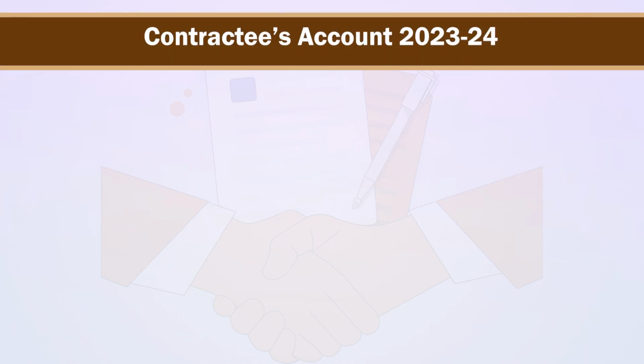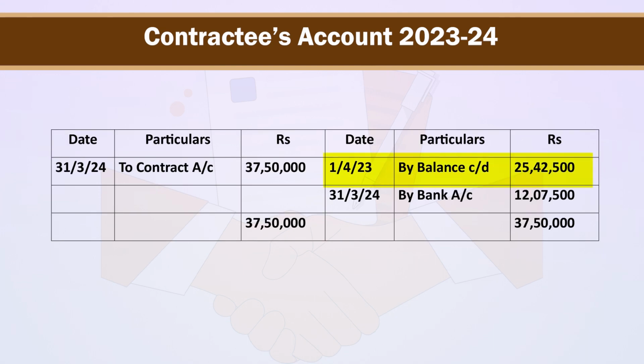Let's prepare contractees account for the year 23-24. On 1st April 23, by balance carried down on credit side rupees 25,42,500, and on debit side on 31st March 24 to contract account 37,50,000. And on credit side on 31st March 24 by bank account rupees 12,07,500, making total of both the sides as equal of rupees 37,50,000.